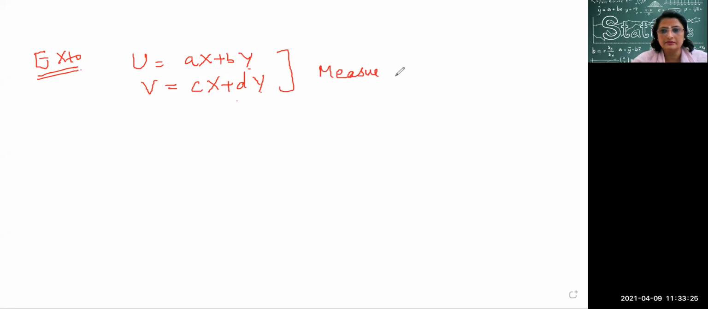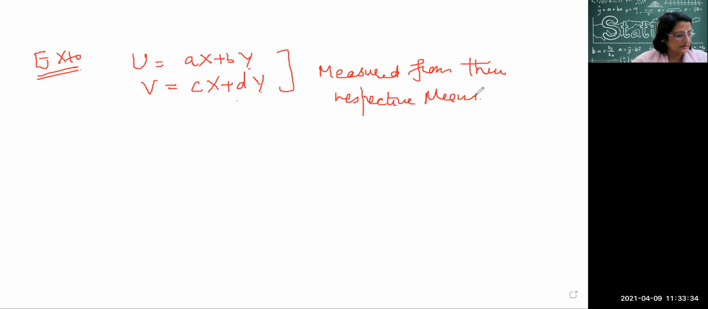And they are measured from their respective means, right? All these things are given to us, and r is the correlation coefficient between x and y. This is given to us, right?